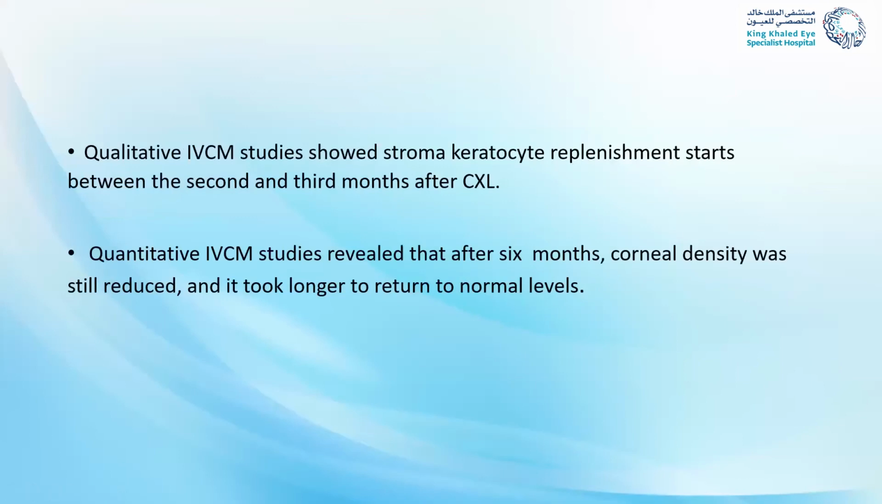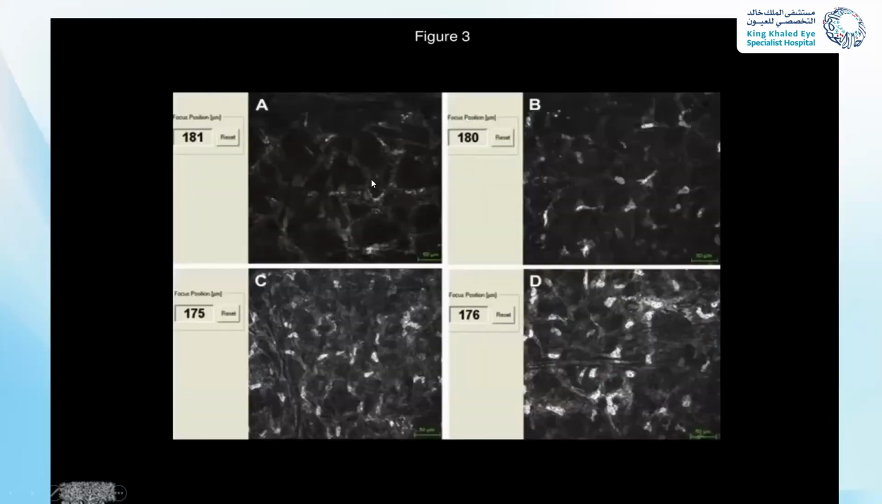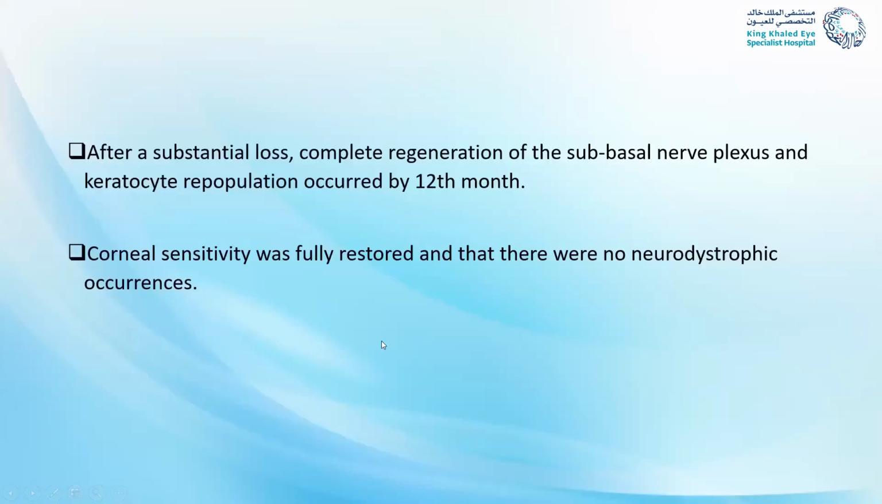Also, replenishment of some of the newer keratocytes can start from the 2nd and 3rd months after cross-linking. As you can see here, this is initially immediately after cross-linking, and then you can see some cells start. This is at, I think, 6 months, this is at 1 year, and this is at, I think, a year and 4 months. You can see how the keratocytes really start to build up in the stroma.